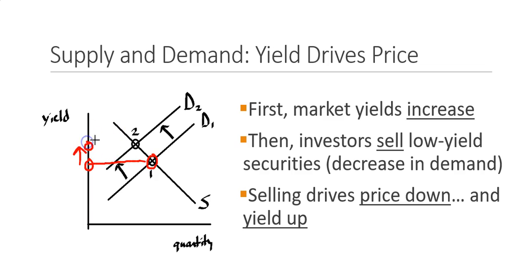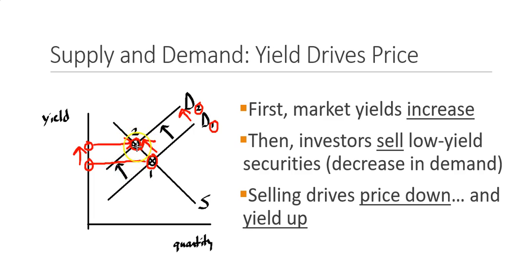How do we get to this point? Well, something is going to change, and what is going to change is the demand. The demand is going to decrease. We're going from demand 1 to demand 2. Why is demand decreasing? Well, because this low-yielding security isn't as attractive as it used to be. There are higher returns in other investments, and so owners of this security are going to sell. That decreased demand means they're going to sell their investment. When demand decreases and the supply stays the same, we shift from point 1 to point 2.